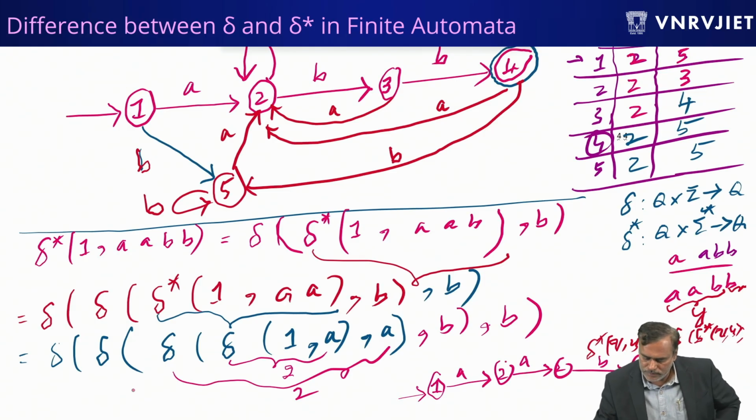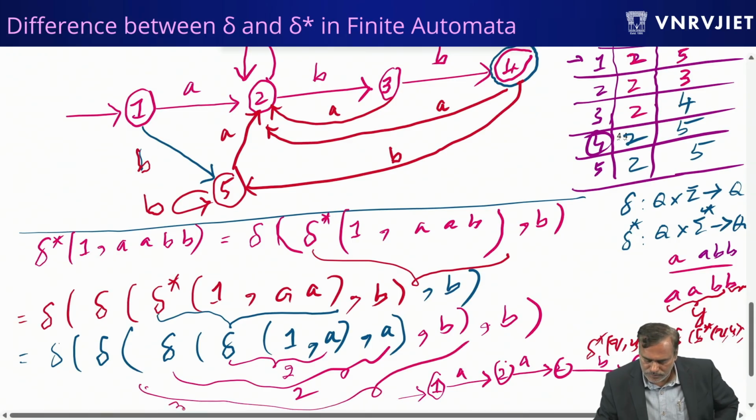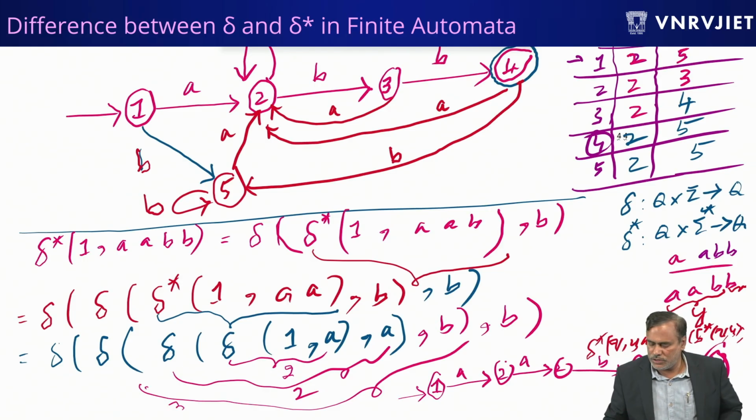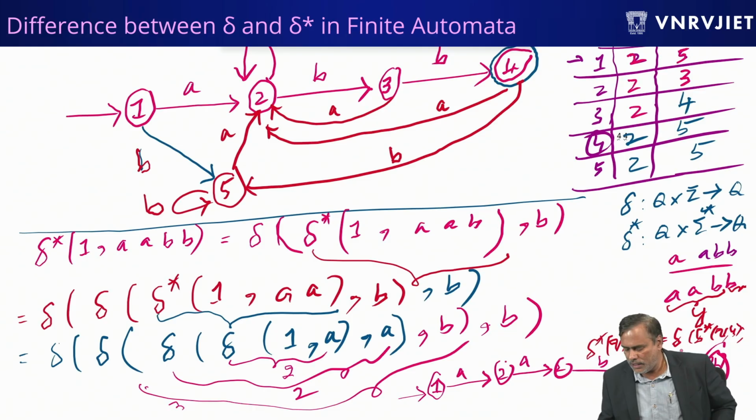So for delta of 2B, you got 3. And delta of 3B this time. Delta of 3B is what? That is 4. 3 on B, where are you going? That is 4. So this is how it is going to get processed. So how this string ABB gets processed is as shown here.